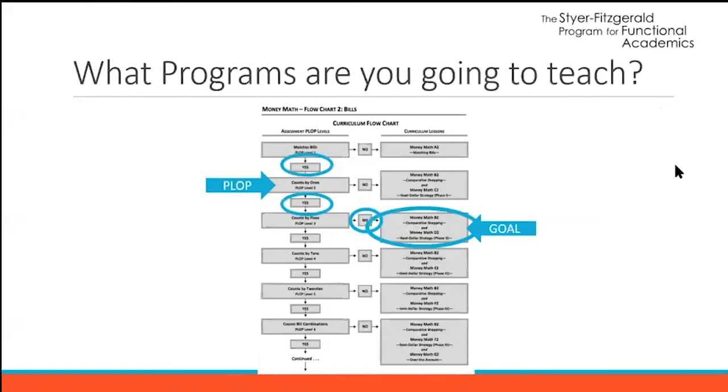They could match bills, they could count by ones, but they could not count by fives. So now we're not going to go any further down the chart. We're going to go across to the right, and that's going to tell us exactly which lesson plans we're going to pull to teach that skill.